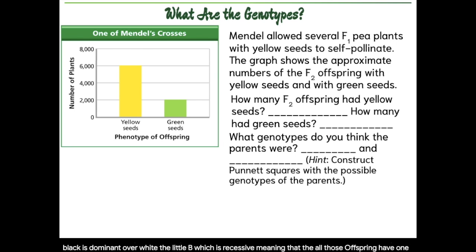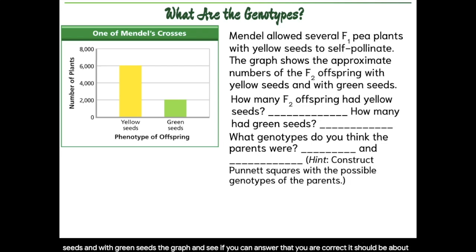Now, Mendel allowed several F1 pea plants with yellow seeds to self-pollinate. The graph shows the approximate numbers of the F2 offspring with yellow seeds and with green seeds. So how many F2 offspring had yellow seeds? Go ahead and look at the graph and see if you can answer that. You're correct, it should be about 6,000. How many had green seeds? Again, looking at the graph, it looks like 2,000.